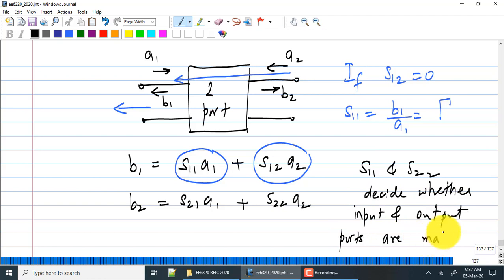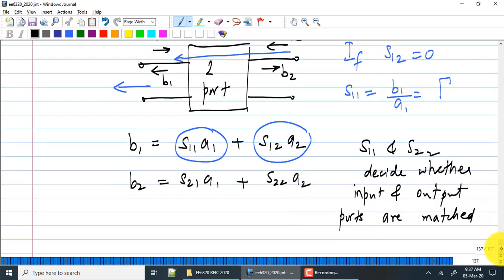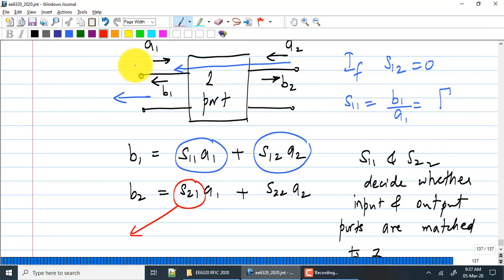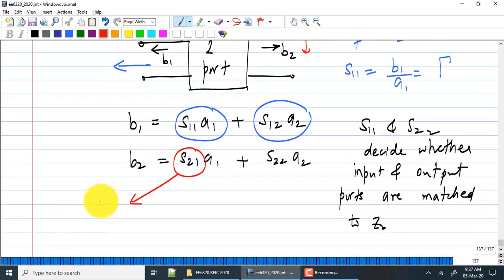What about S21? S21 tells you if you apply some power A1, how much power is delivered to the load through B2. B2 is what flows into the load. I have not explicitly shown the load here, but the load would be connected at the output port. So S21 gives you an idea of the power gain, because B2 squared by A1 squared is the power gain of the system.